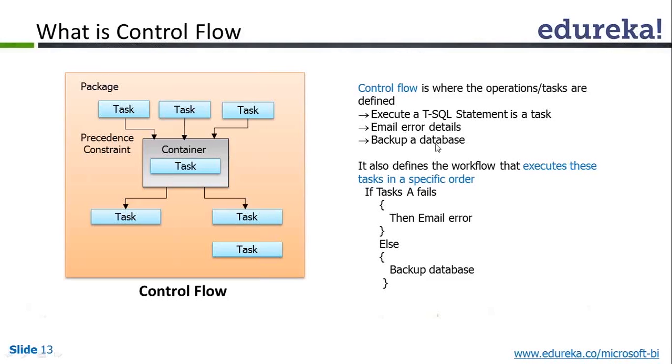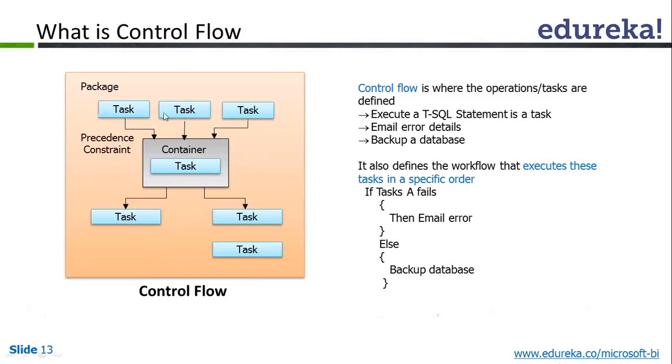I mean, these are the few things that I've given in the slide, but it does not restrict to that, right? It also defines a workflow that executes these tasks in a specific order. So what happens if task A fails, then send an email, or if task A does not fail, just back up the database. So you can do things in a specific manner. So maybe you can consider this as a flow chart.